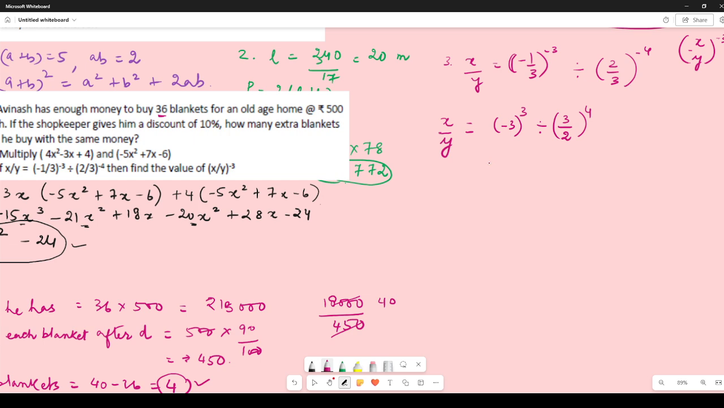So now let us check out. This becomes minus 3 to the power of 3 by 3 to the power of 4. Remember, this becomes 2 to the power 4. Why? Because this becomes 2/3 to the power of 4. This is the divided part, so this becomes the reverse. The power remains the same because we are changing the division sign to a multiplication sign.